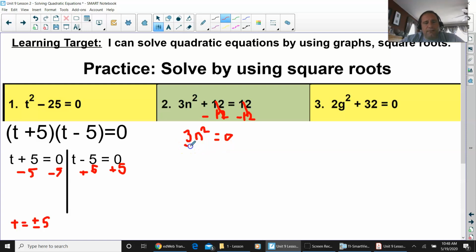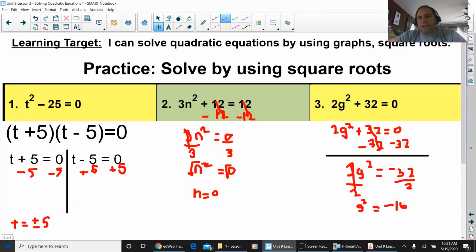All right, so how do we solve for n? We divide by 3. This cancels. The n squared would come down. And 0 divided by 3, you could check in your calculator, is 0. So what do you do on both sides? You square root both sides to undo the square, and n equals 0. So that's the root. Go ahead, try number 3. We're going to press pause now.